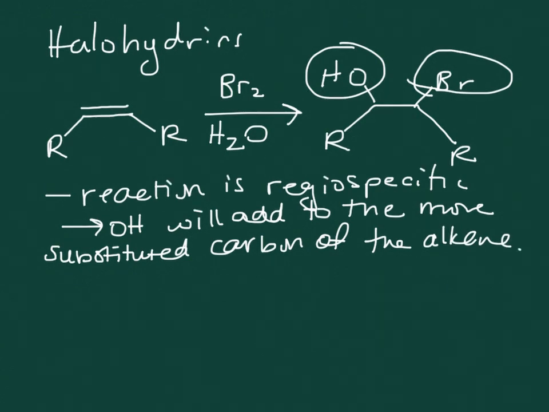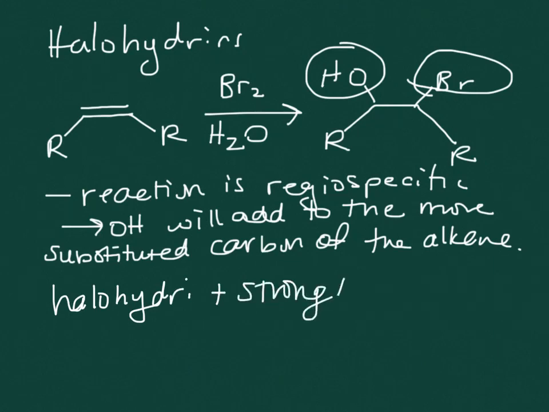We can take a halohydrin plus a strong base and make an epoxide.